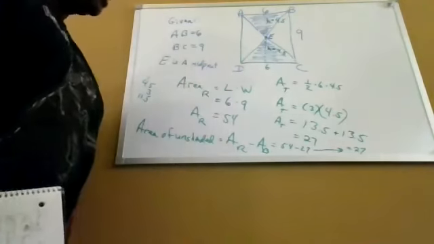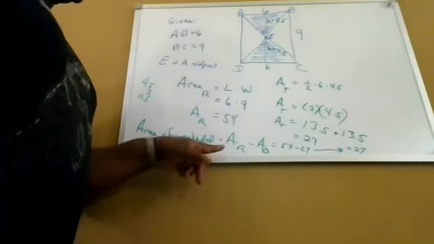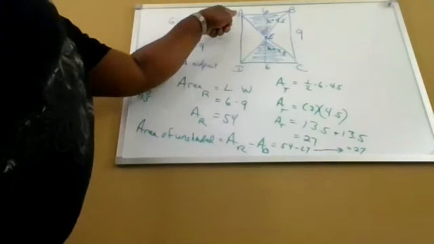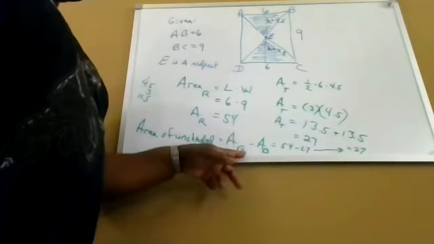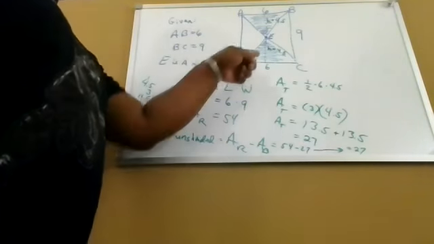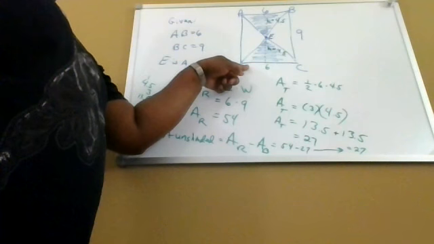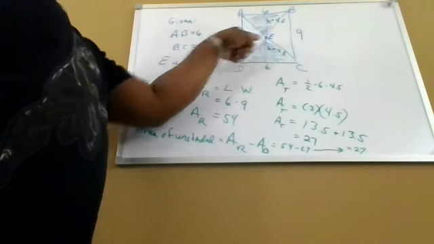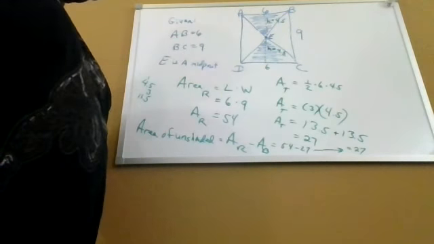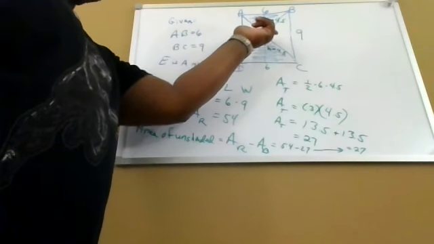And that is how we calculated the area of the unshaded region. We calculated the area for the big rectangle, A, B, C, D, and we subtracted the area of this triangle, which was 13.5, and the area of that triangle, which was 13.5. And that left us with the area of the unshaded region.